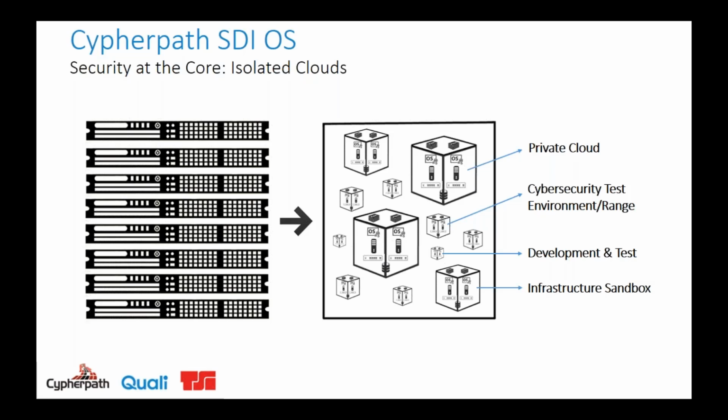Cypherpath SDIOS has been architected to provide enhanced security and strong isolation between concurrent workload environments deployed on it. This is very important, specifically for deploying cyber ranges and security test environments, so that malware software and other security test tools can be used without impacting other workloads concurrently deployed. This is also needed to effectively run red team and blue team type cyber test exercises. This is also needed for supporting cybersecurity training and other use cases.